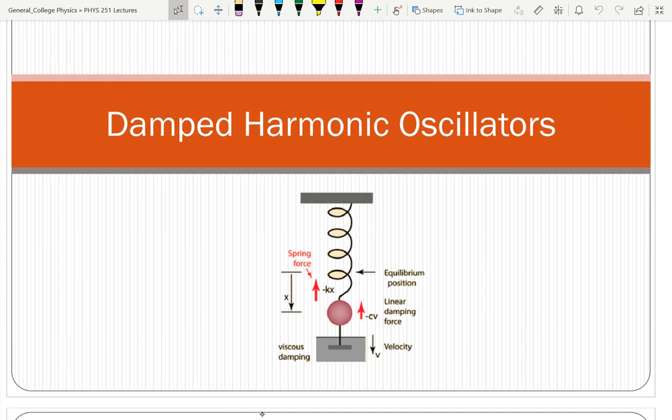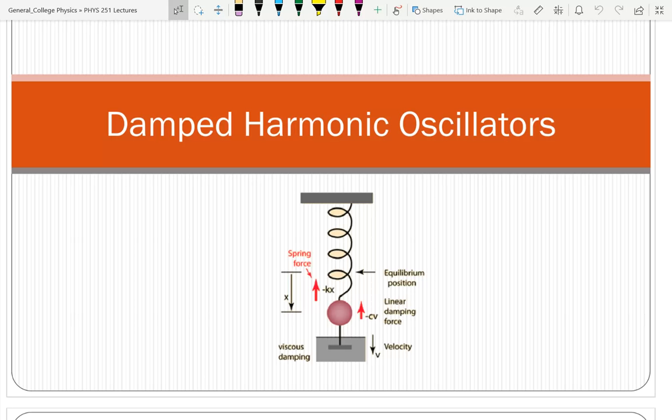All right, we're going to talk today, number one, about damped harmonic oscillators. And then after we get through damped harmonic oscillators, we'll look at the wave equation a little bit. So a harmonic oscillator, we've already learned about simple harmonic oscillation. A harmonic oscillator is something that's undergoing simple harmonic oscillation.